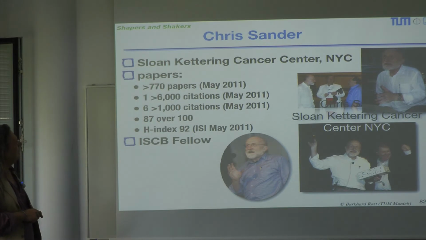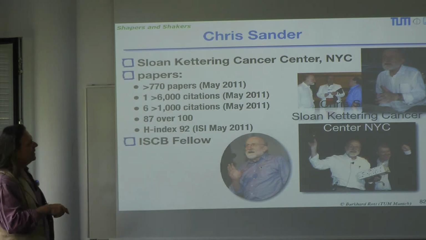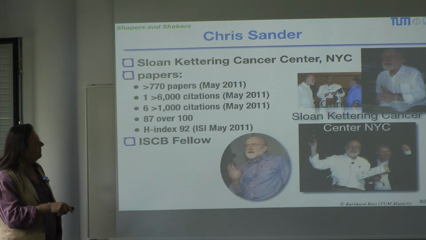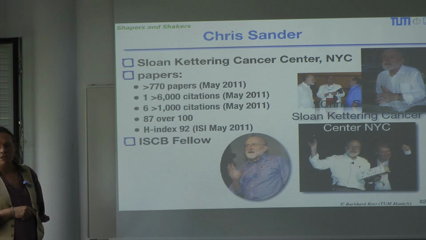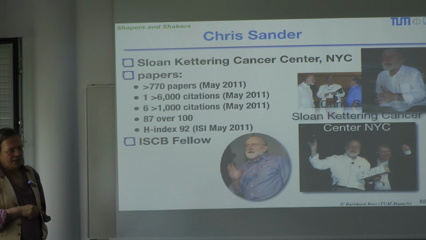And let's get back to some of the players. Chris Sander is one shaper and shaker in this field. As of May 2011, he has over 770 papers. One cited over 6,000 times, 6 cited over 1,000 times, 87 over 100, an H-index of 92. He is a fellow of the International Society for Computational Biology, and that is the event at which he became the Senior Scientist Awardee. So this is extremely high. Have you seen H indices? As far as H indices go, this is stellar.